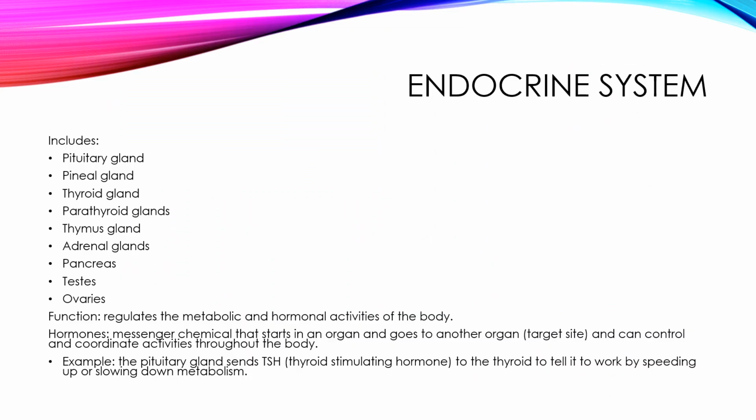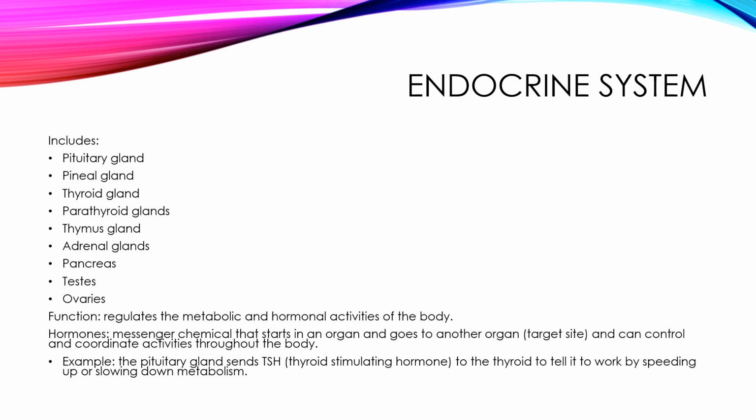Your endocrine system, this is my favorite organ system. It is very complicated, but it's one of the things, if you like it and you hone in on it, it is very nerd-worthy. So this includes your pituitary gland, your pineal gland, your thyroid gland, your parathyroid glands, which are on the back of your thyroid, your thymus gland, which, believe it or not, is actually behind the manubrium of your sternum, which is the very top, if you didn't know that. The adrenal glands, your pancreas, your testes, or ovaries. The function is to regulate the metabolic and hormonal activities in the body.